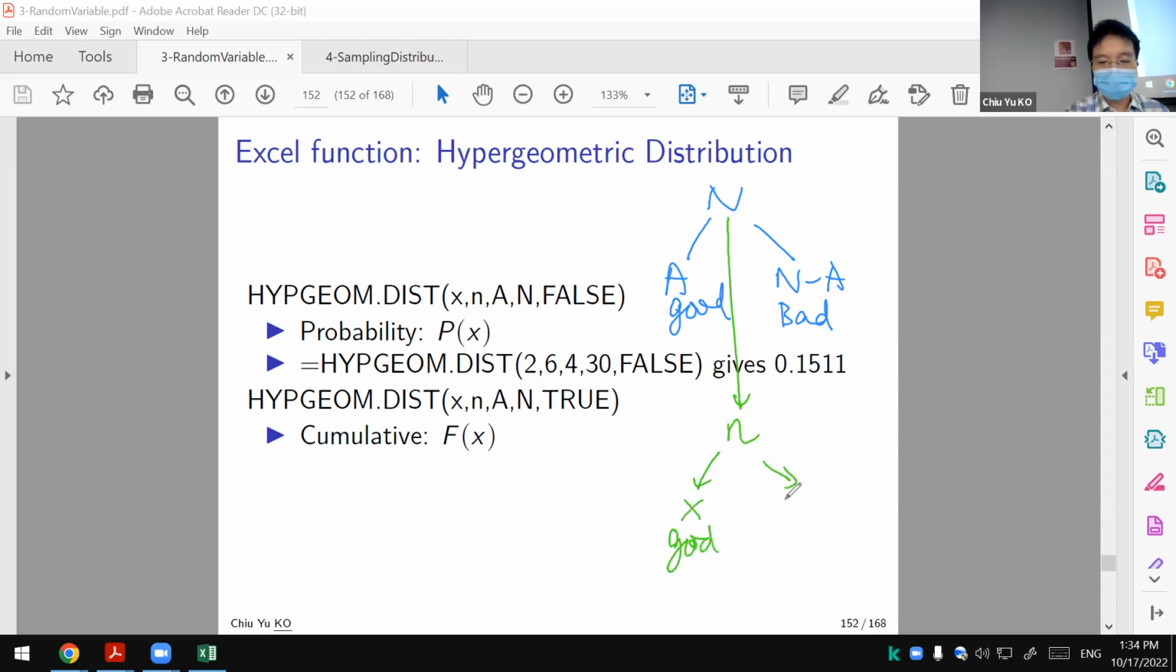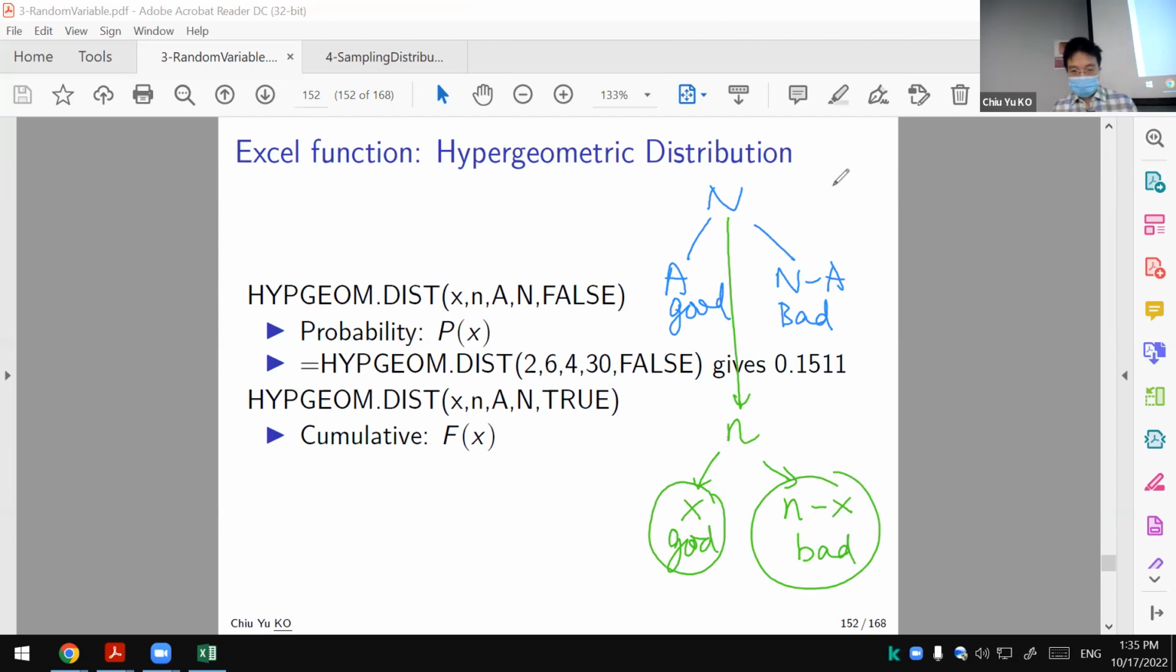And then that means n minus x are the bad objects, right? And we're asking what's the probability that out of the small n objects, x of them are good. So what is the probability that this thing would happen? Just to remind you.